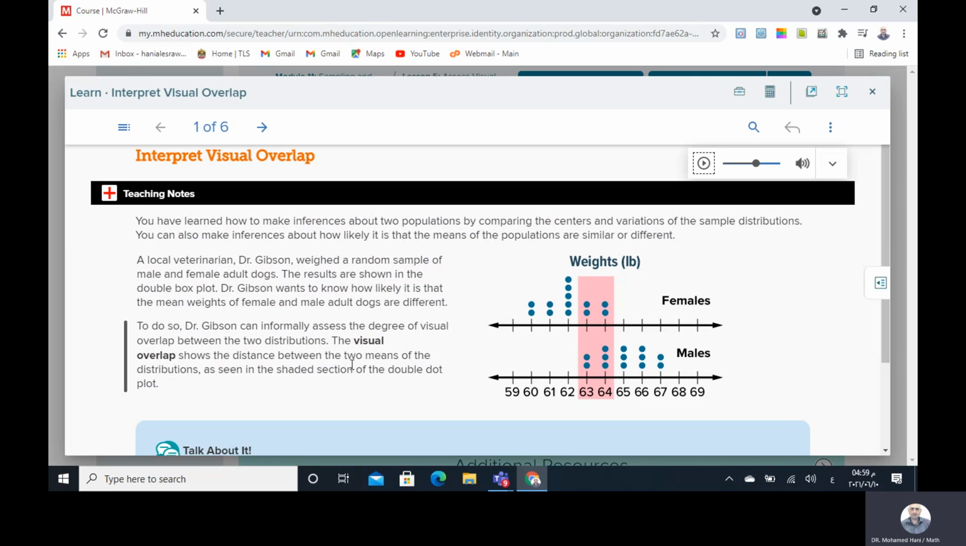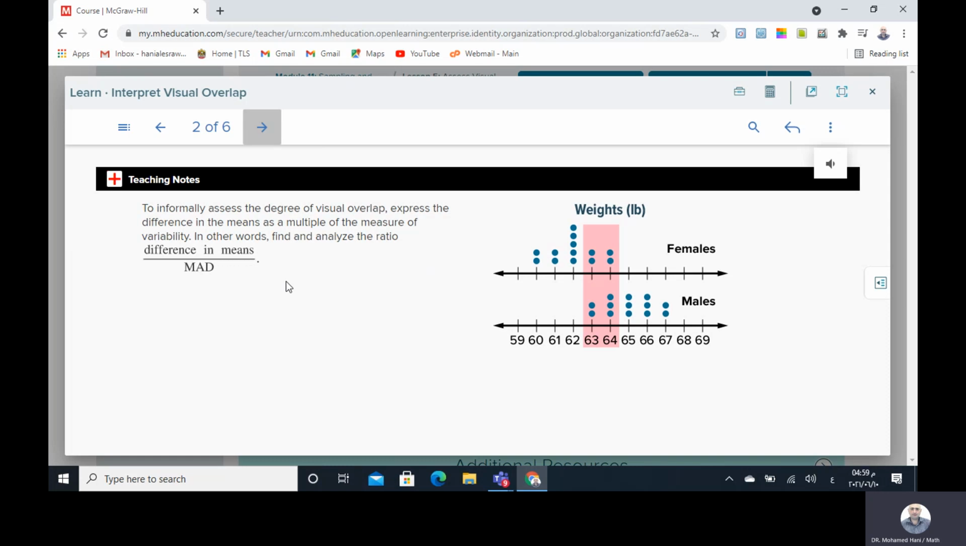The distance between the two means. As you see here, in the first sample the mean will be here, and in the second sample the mean will be here. The distance between them, this is the meaning of the visual overlap. To informally assess the degree of visual overlap, express the difference in the means as a multiple of the measure of variability.